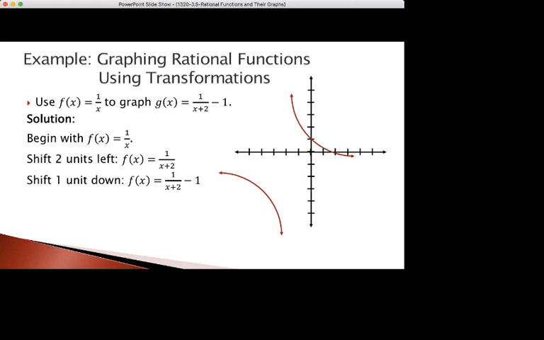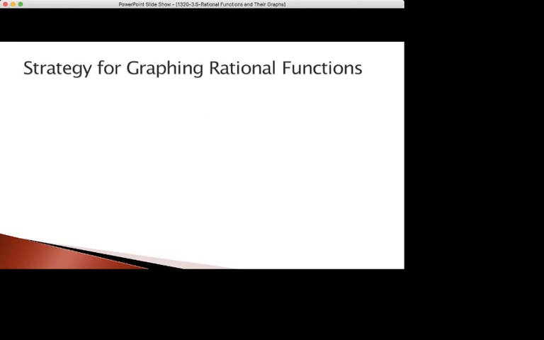Now this is our graph of g of x. So we used a parent function 1 over x, transformed it a little bit, shifted the graph a couple of times, and we ended up with another rational function. So this is a technique for graphing rational functions using transformations. Now, you might not always be in a situation where you want to use transformations to graph a rational function.